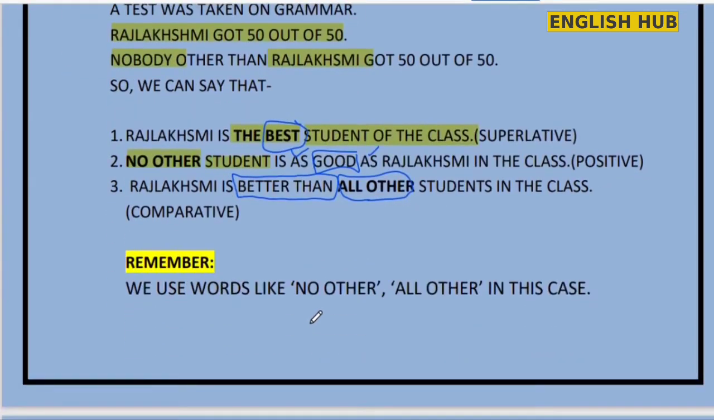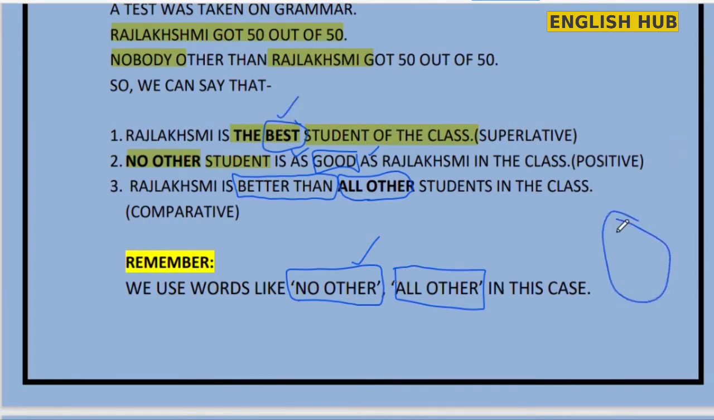So we have to remember over here that in case of this type of sentence, where we find that the girl is the best of all or the supreme of all, isn't it? There is no one like her. Then we will use words like no other, all other for comparative degree and positive degree, isn't it? Raj Lakshmi is the one of a kind. If this is the whole class, and Raj Lakshmi is one child among 50 students, nobody else is like her. That is why in such a case, in the positive and comparative degree, we will use no other and all other. Okay, this part is clear.